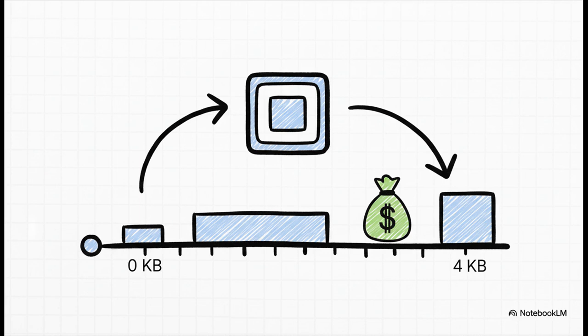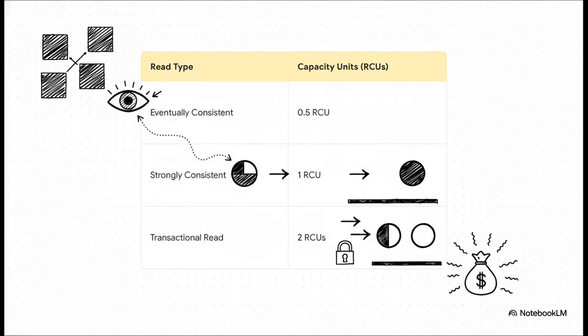And here is the rule that trips up so many people. DynamoDB always rounds your item size up to the next 4 KB multiple. So whether your item is tiny, like just 1 KB, or it's almost at the limit, say 3.9 KB, reading it costs the exact same as reading a full 4 KB item. Okay, now we can connect the dots.